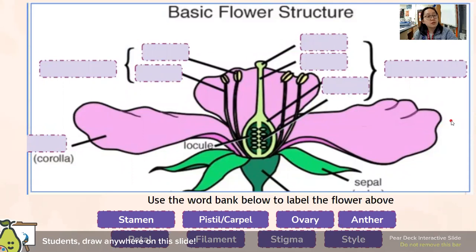So you can either write these or you can use your text boxes and fill these out to label where is the stamen, where is the pistil or carpel, where's the ovary, where's the anther, where's the petal, where's the filament, where's the stigma, and where's the style on this diagram of the flower. Pause and complete the blanks on this slide.